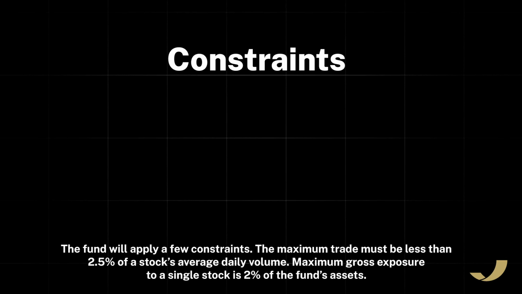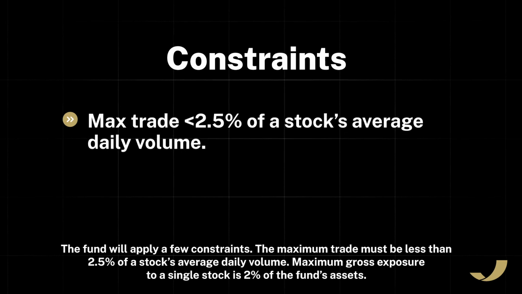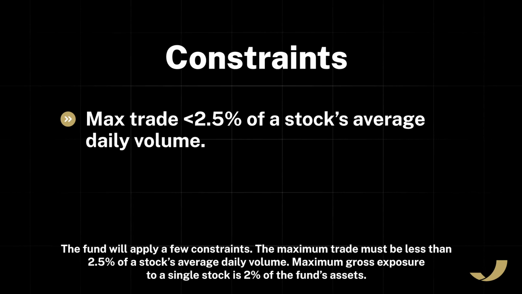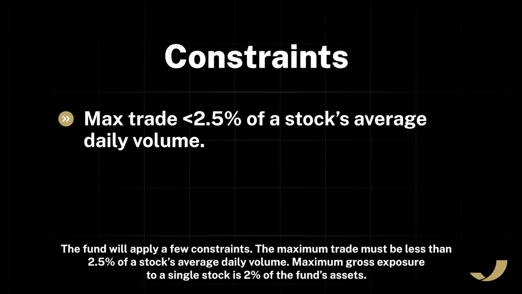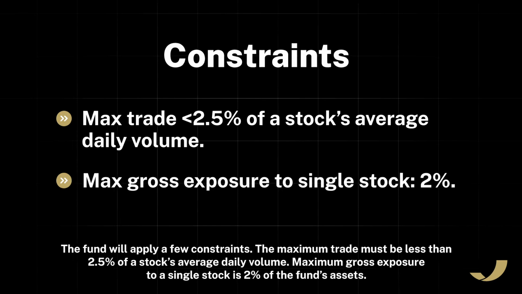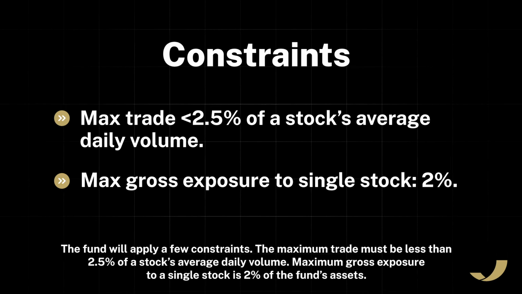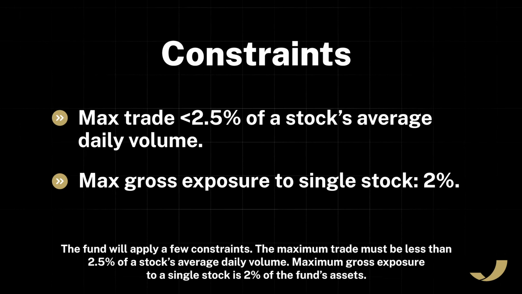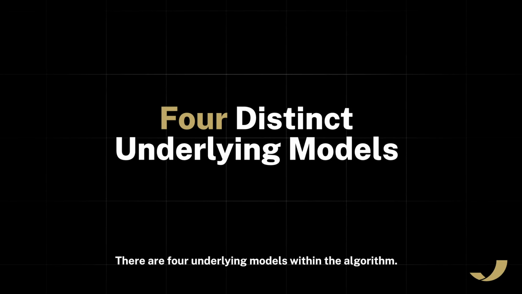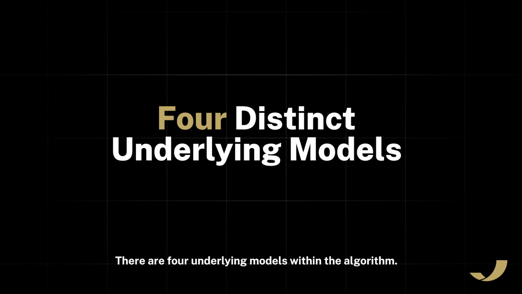The fund will apply a few constraints. The maximum trade must be less than 2.5% of a stock's average daily volume. Maximum gross exposure to a single stock is 2% of the fund's assets. There are 4 underlying models within the algorithm.